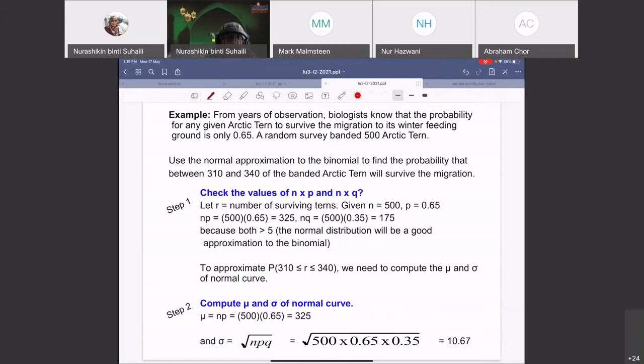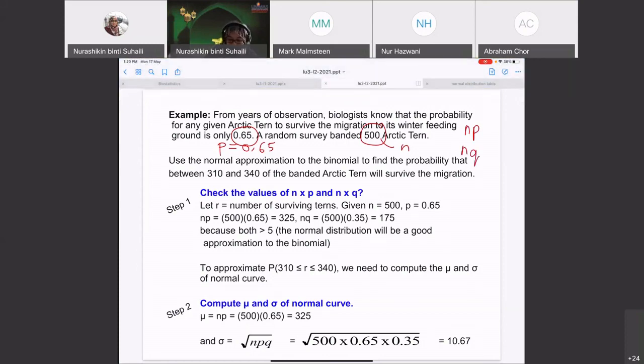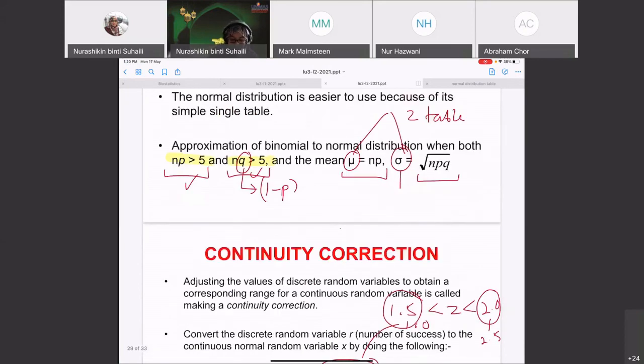The probability of survival is 0.65, so p is equal to 0.65, and 500 is n, so n equals 500. In order to know whether it is possible to use the normal distribution, you have to check two things: np and nq. They should be more than 5. Remember, the thing that we have to match is more than 5.